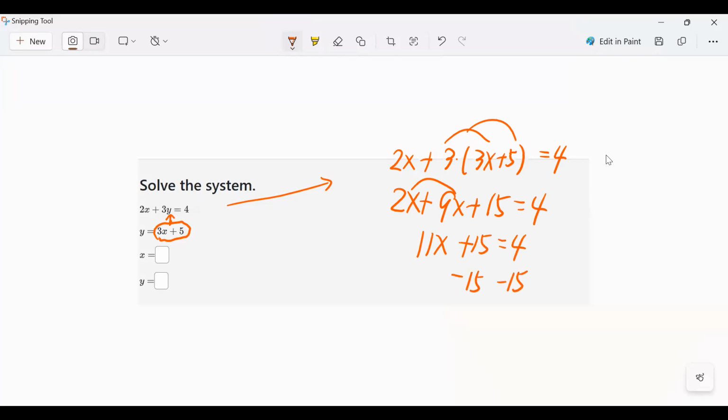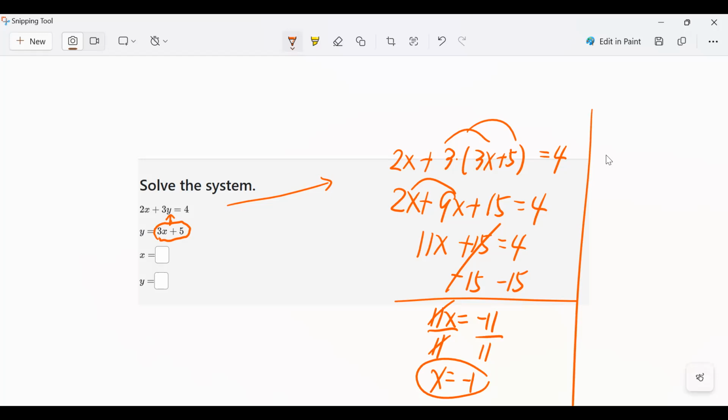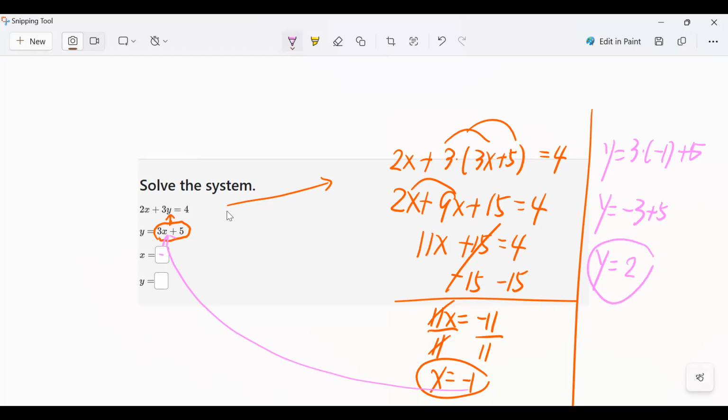Subtract 15 from both sides of the equation. So that 11x equals -11. Now divide both sides of the equation by 11. And so x is by itself, we get -1. And from here, once we get the x value, replace x here with -1. So y equals 3 times -1 plus 5. y equals -3 plus 5. y equals 5 minus 3, 2. So -1 and 2.